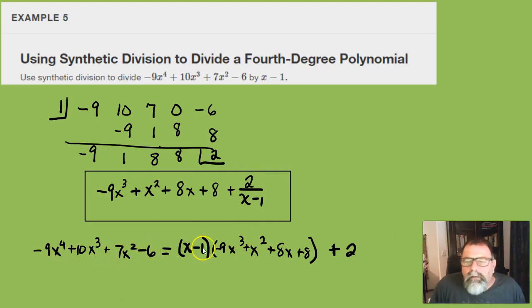Okay, so again, I'll leave it for you as an exercise if you want. Multiply this out, and then you'll get 9x to the 4th plus 10x cubed plus 7x squared minus 8, and then plus the 2 will get you the minus 6. So you can verify that on your own.